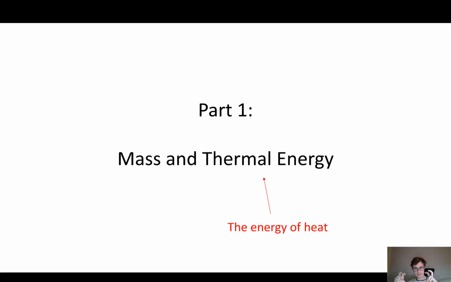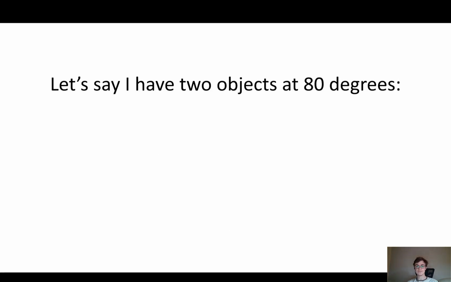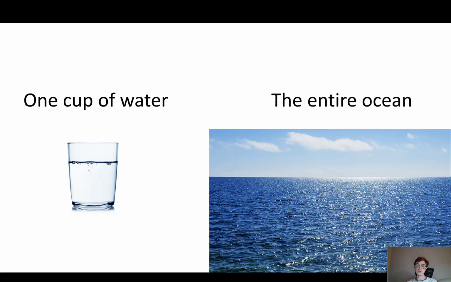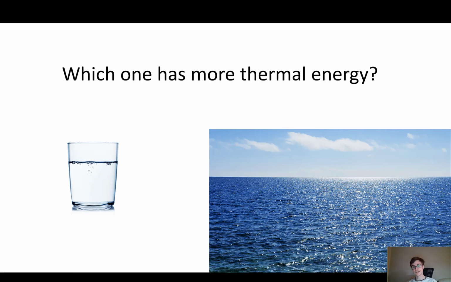And thermal energy is just the energy in heat. For example, it's not the energy of light, it's not the energy of uranium, right, nuclear energy. It's just the energy stored in heat. So let's say I have two objects and they're both at 80 degrees. I have 1 cup of water and I have the whole ocean. They're both 80 degrees. Which one has more thermal energy inside of it? If I took the energy out of the cup of water and the ocean, which one would have more?